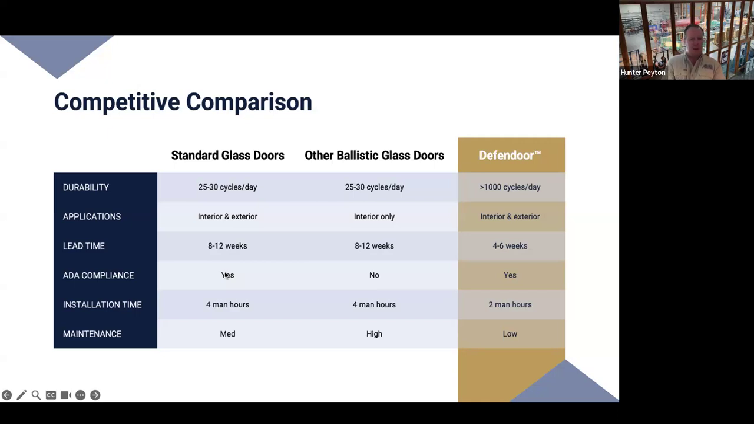So the real competition is a standard glass door, which is somewhat comparable in price if you're buying a high-end door. And from what I understood from our door expert, it is no easier to install. In fact, ours is easier to install and maintain.